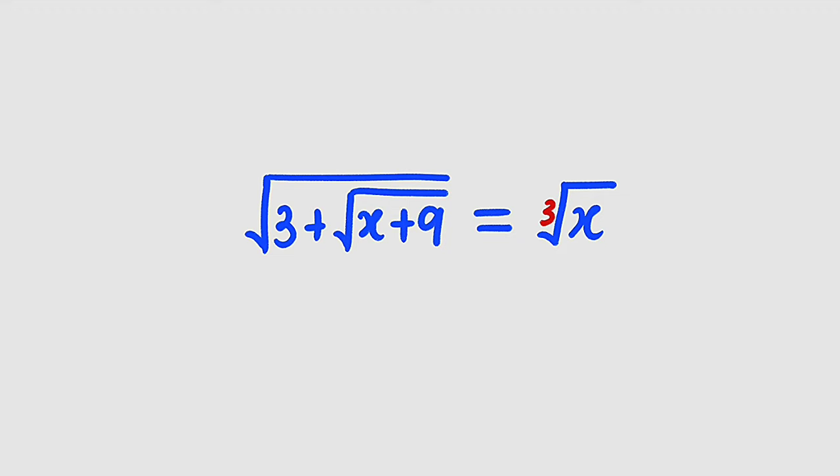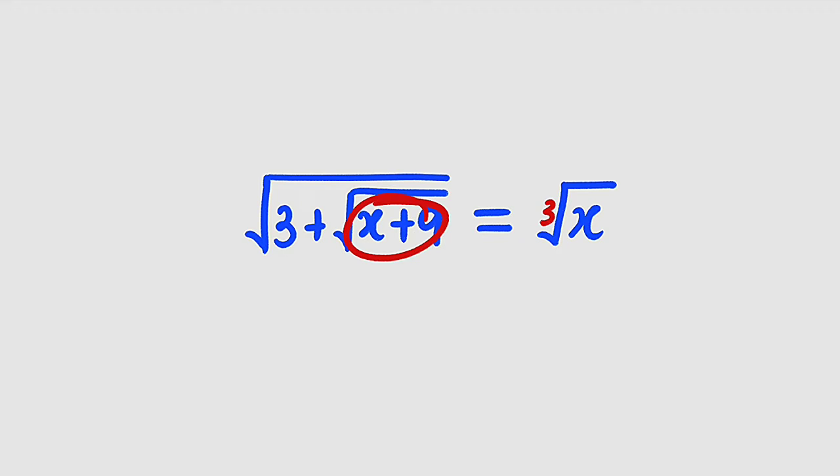Before we start finding the solution, let us talk about the domain. For the cube root function, the radicand can be any real number from negative infinity to positive infinity, so we have no problem with this one. But what about this one? It has to be greater or equal to 0. Already we can see that this is a positive number, so we have no problem with that.